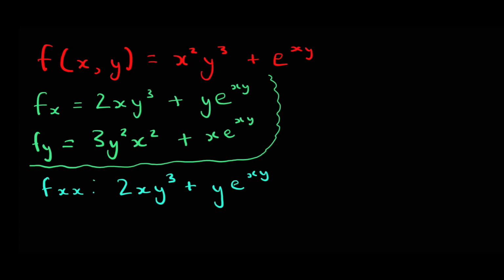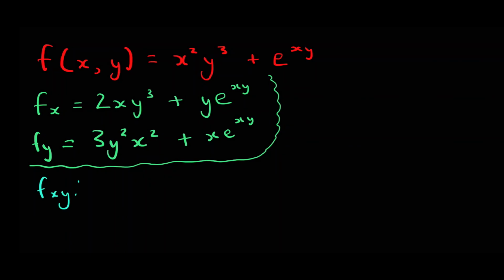To do that, for the first term, because the x is to the power of 1, it's just going to be 2y cubed. And for the second term, y times e to the power of xy, we differentiate the e term once again by just multiplying by the derivative of the exponent, which is y. So it's going to be y squared e to the power of xy. So that's our answer. How about f subscript xy?